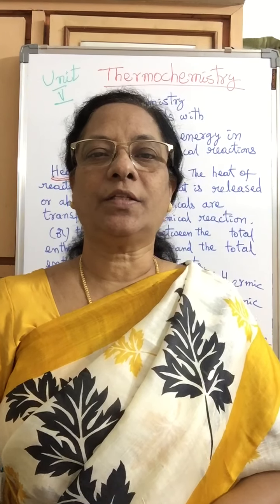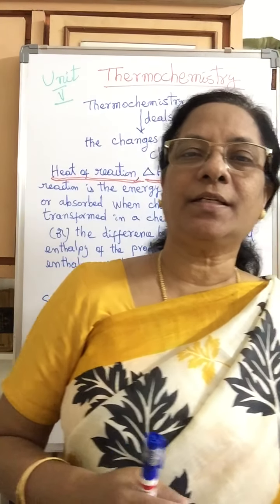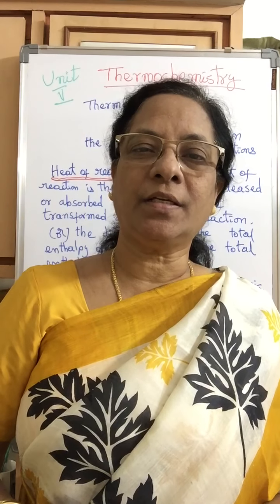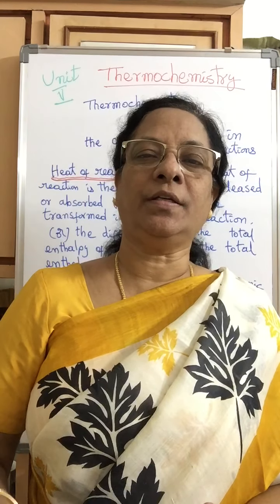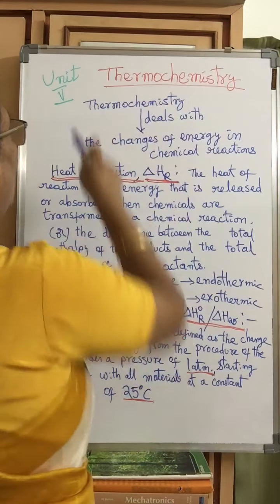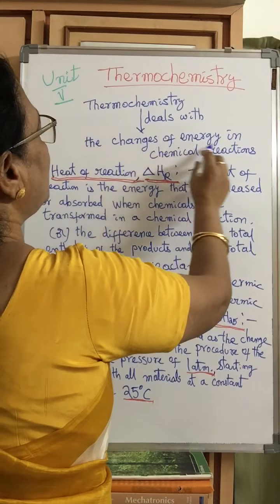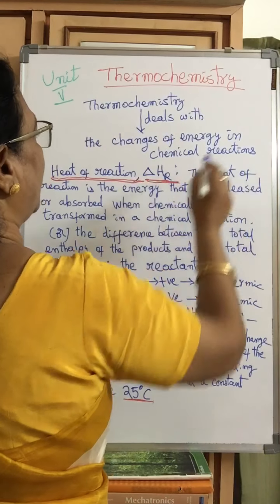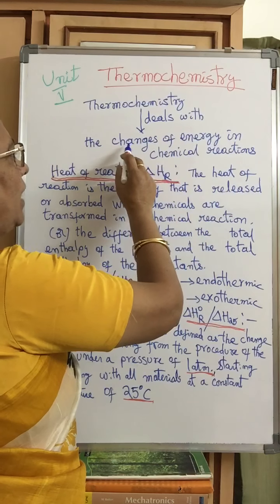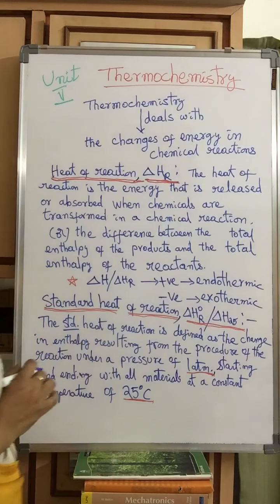But now in this topic, thermochemistry, that is unit 5, we deal with energy changes when a reaction is taking place. Okay, energy changes when a chemical reaction is taking place. So here, thermochemistry, unit 5, deals with the changes of energy in chemical reactions. How to calculate the change in the energy, that topic is given by thermochemistry.